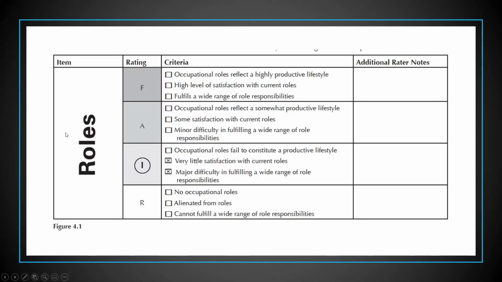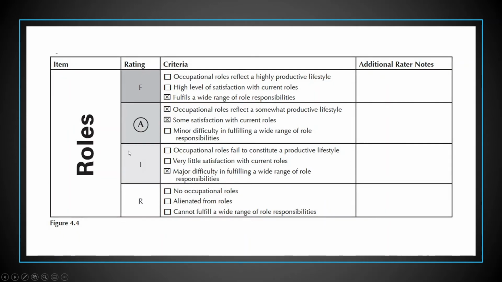And so here is the FAIR rating scale. As you can see, F-A-I-R, facilitate, allow, inhibit, restrict. You'll see more of this in the forms that we talk about later. So here are some criteria that have to do with the rating scale, and these can be used to guide your rating of the actual person. So if we're talking about roles, the person has very little satisfaction with current roles, major difficulty in fulfilling a wide range of role responsibilities. So they were marked as inhibit.